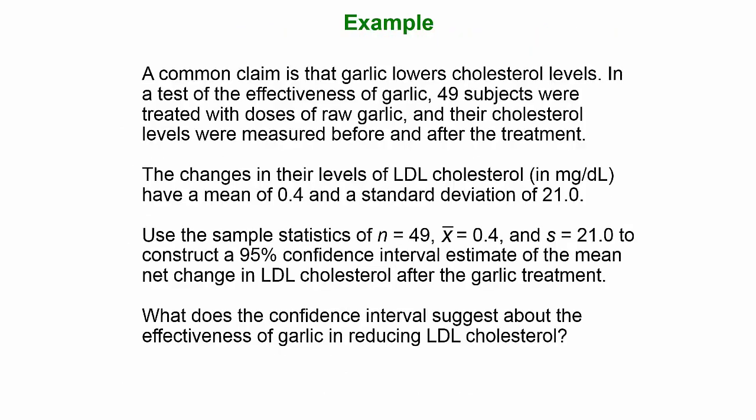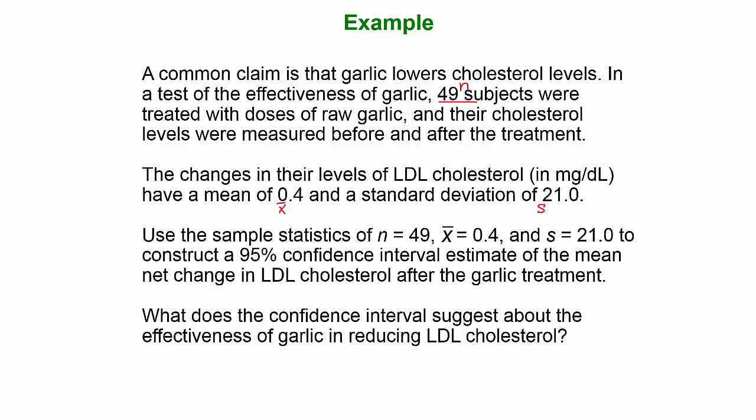Here's an example. A common claim is that garlic lowers cholesterol levels. In a test of the effectiveness of garlic, 49 subjects were treated with doses of raw garlic, and their cholesterol levels were measured before and after the treatment. So in this situation, 49 would be n. The changes in their levels of LDL cholesterol have a mean of 0.4 and a standard deviation of 21.0. Since these values come from the research and the sample, 0.4 would be my x-bar mean, and the standard deviation here would be s, since it's the sample standard deviation.